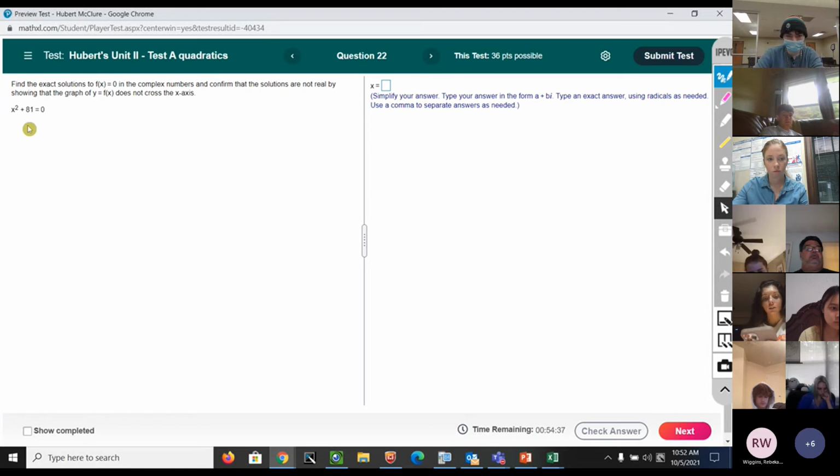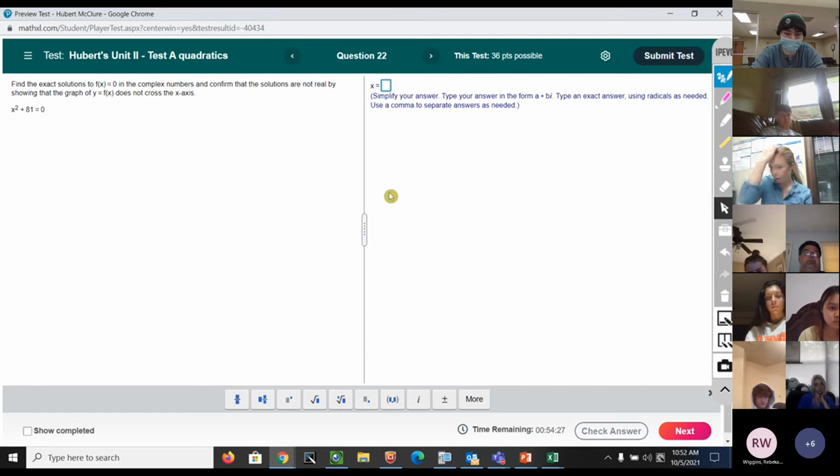Find the exact solution. So that's going to be no x-intercepts, because you cannot take the square root of a negative. So that's going to be 9i. I'm going to put positive or negative 9i. At least that's what I think it is in my head. 9i.